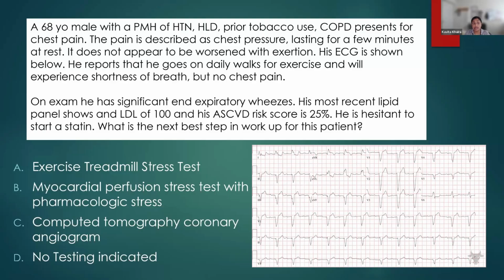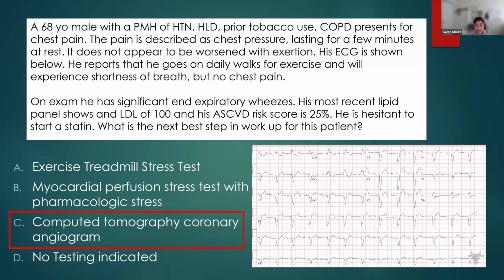All right, so looks like the most people said B, and then some people saying C. And the answer is, in fact, C. So, this question points out a few things. So you have someone who's intermediate risk. The chest pain is not exertional, but they certainly have a ton of risk factors. So some sort of stress test is indicated, or some sort of risk stratification, I would say.